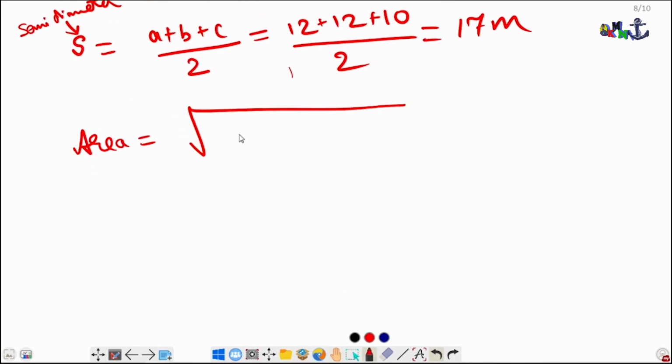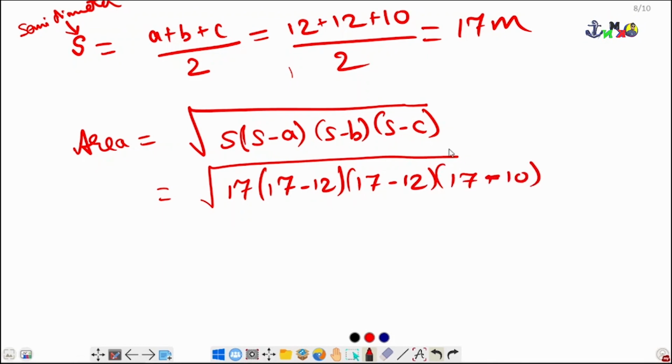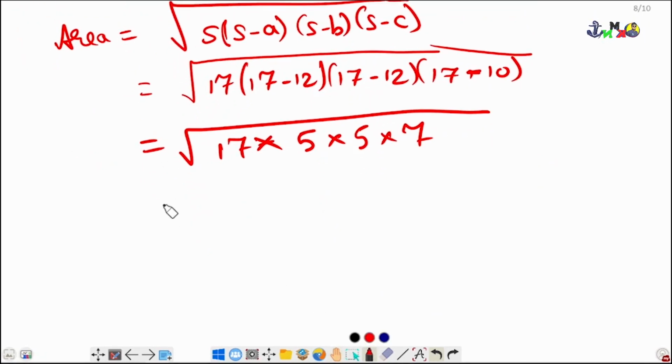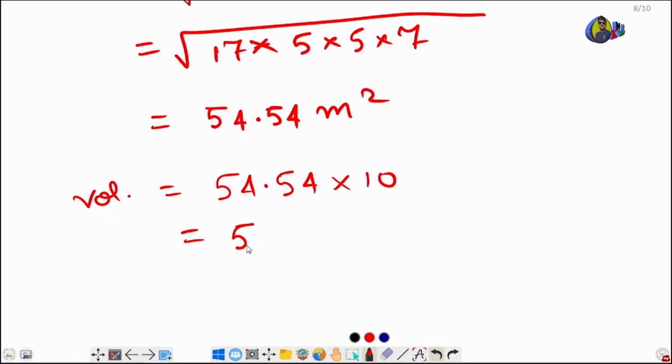Area is equals to under root of S minus A, S minus B, and S minus C. Substitute the values: S is 17, 17 minus 12, 17 minus 12 and 17 minus 10. So it will be 17 into 5 into 5 into 7. So this will come out to be 54.54 meter square. So we know the area, now we will calculate the volume. So total volume will be equals to 54.54 multiplied by height, that is 10 meters. So it will be 545.4 meter cube is the total volume.